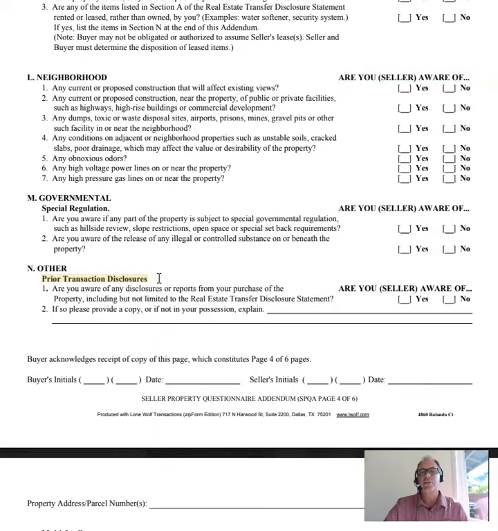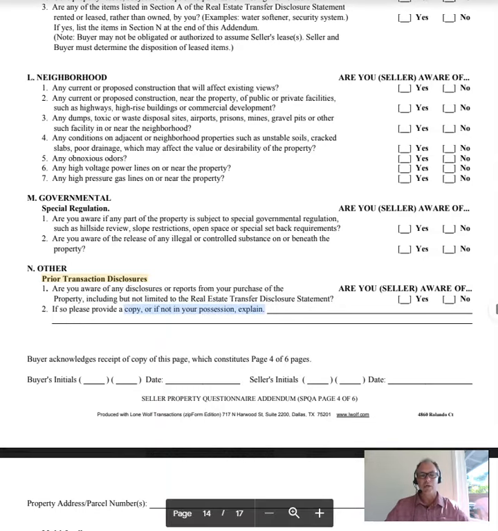Prior transaction disclosures. This is if, when you bought your property, the same forms you're filling out, they were probably given to you from the seller when you purchased the property. And if you have those, you need to disclose those as well. If you don't have them, then you need to say no. And then it says in here, if not in your possession, explain. I don't know the location of them. I lost them 6 years ago, and that's fine.